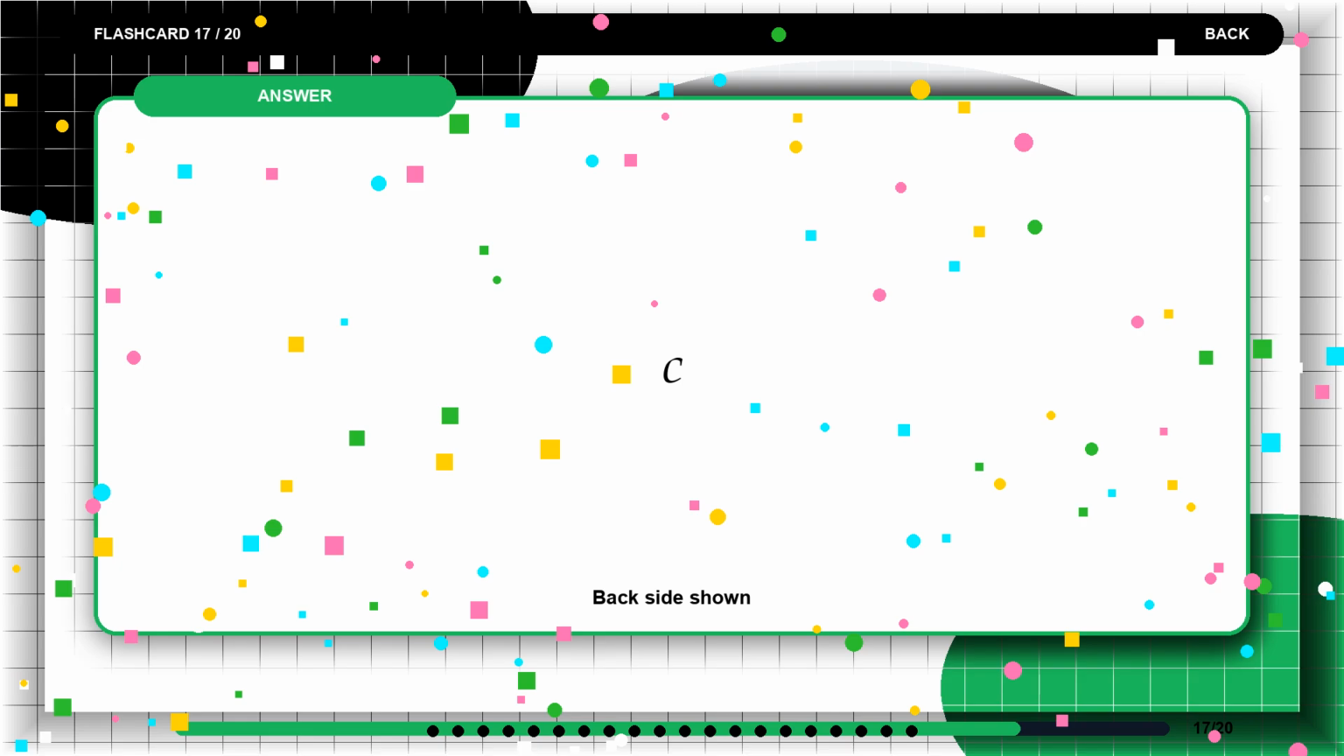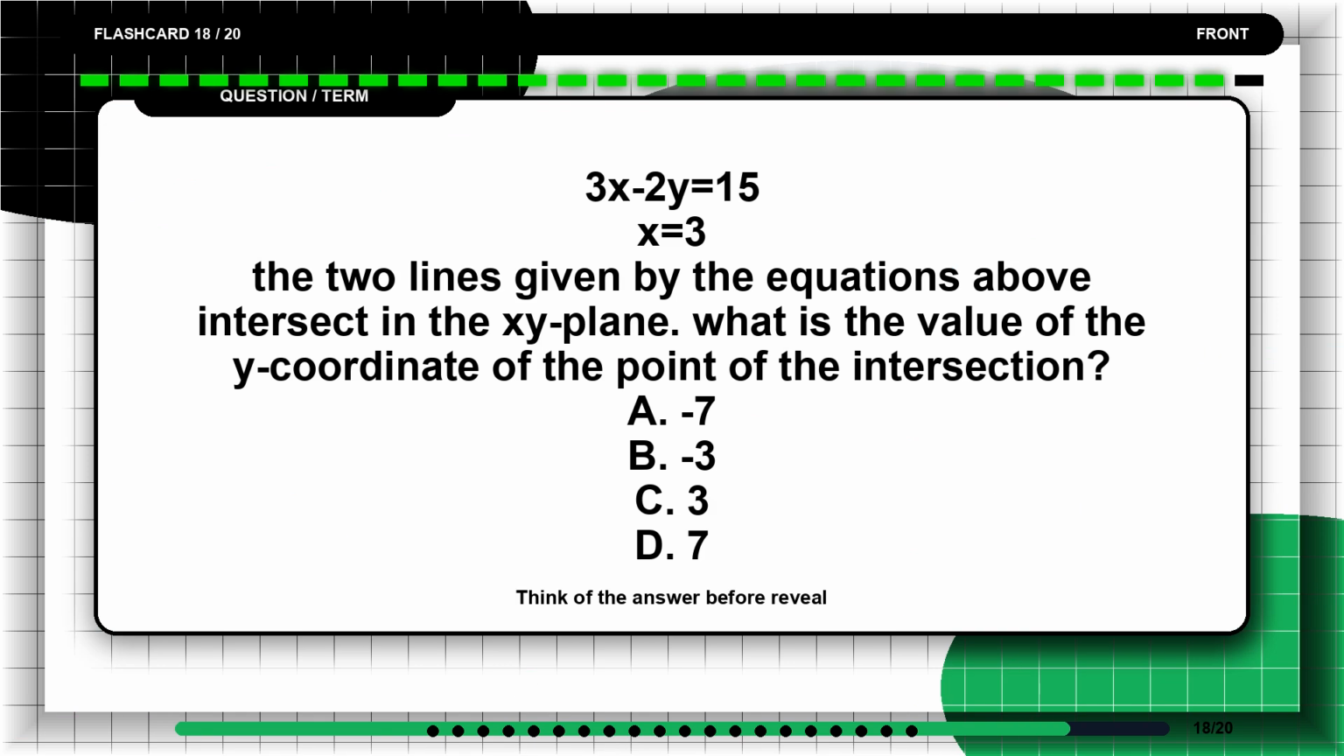The answer is C. Flashcard 18. 3x + 2y = 15, x = 3. The two lines given by the equations above intersect in the xy-plane. What is the value of the y-coordinate of the point of intersection? A) -7, B) -3, C) 3, D) 7. Pause and think of the answer before the reveal.